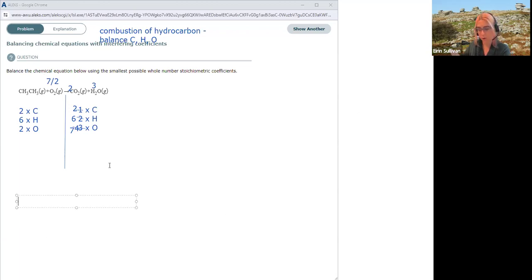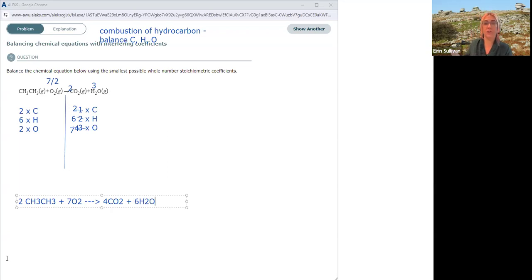So you would end up with 2 times the C2H6. 7 divided by 2 times 2 is going to be 7, so you have 7 O2. And then don't forget the 2 CO2 would be multiplied by 2, so 4 CO2, and then the 3 H2O would also be multiplied by 2, so that is going to be 6 H2O.